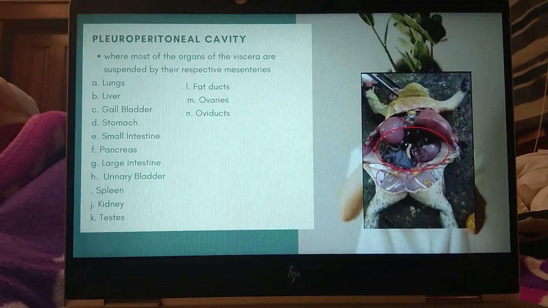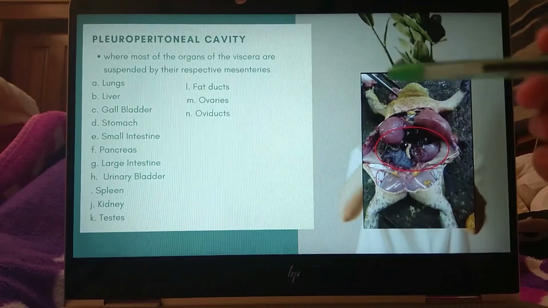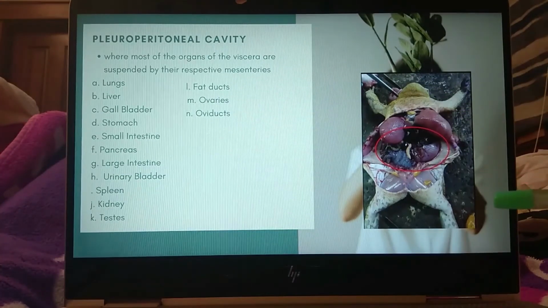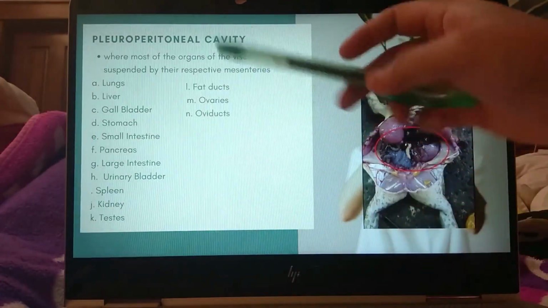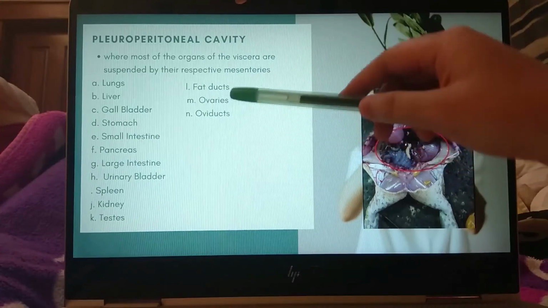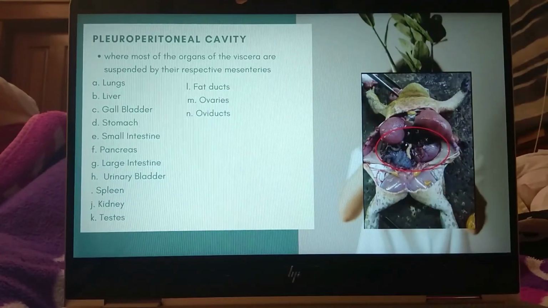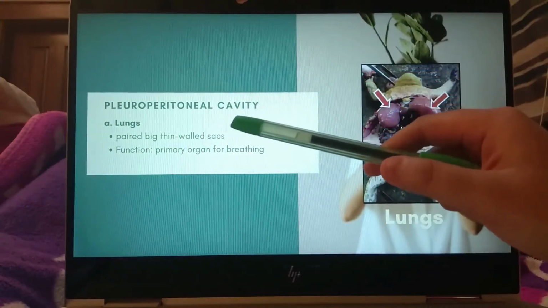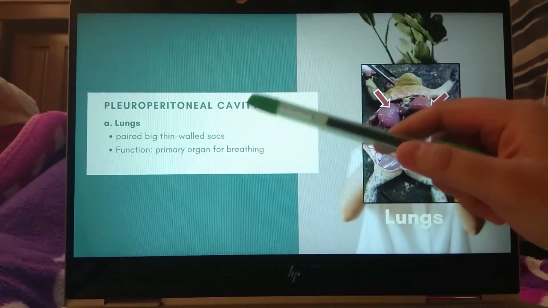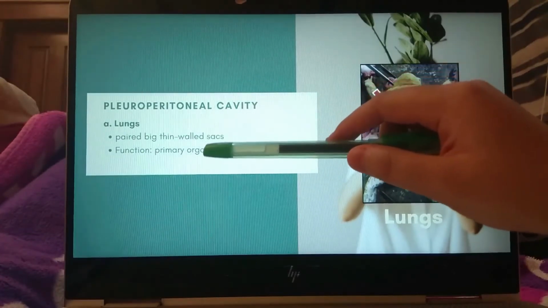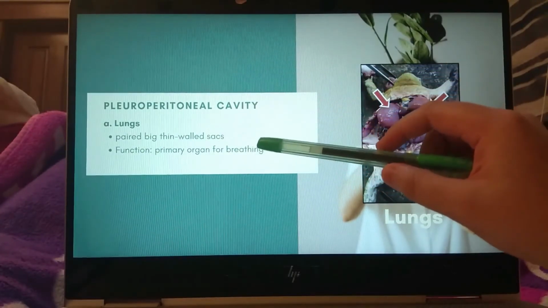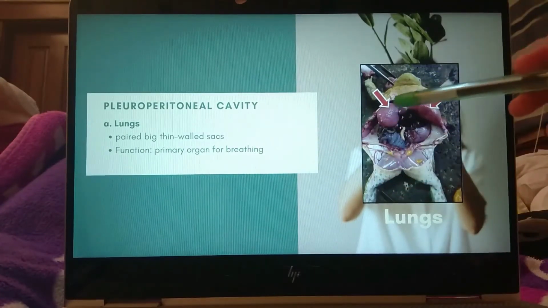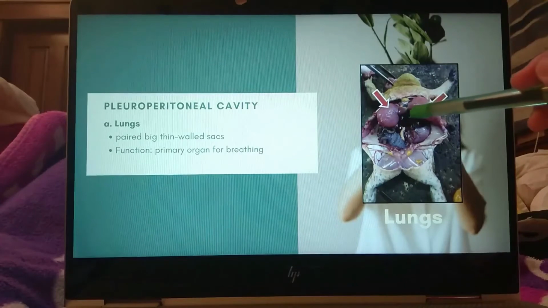Next, we will go to our pleuroperitoneal cavity, where most of the organs of the viscera are suspended by their respective mesenteries. This will be the parts we will identify in the pleuroperitoneal cavity, which is everything here. One, we have the lungs, paired lungs, which are big thin-walled sacs that function primarily as an organ for breathing. They can be seen either inflated or collapsed. They inflate when we breathe in, and they collapse when we breathe out.